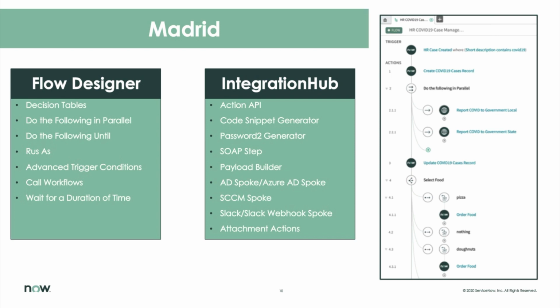And then Integration Hub is also a neat new key as well in terms of everything we have. So Madrid was just once again getting into parity with what we had, being able to use the Action API. And this one was really kind of neat, where when you build these actions in Flow Designer, which are also kind of the spokes, if you will, that we have on Integration Hub, how do you call them from other parts of the platform? Anywhere you can script, you can call.